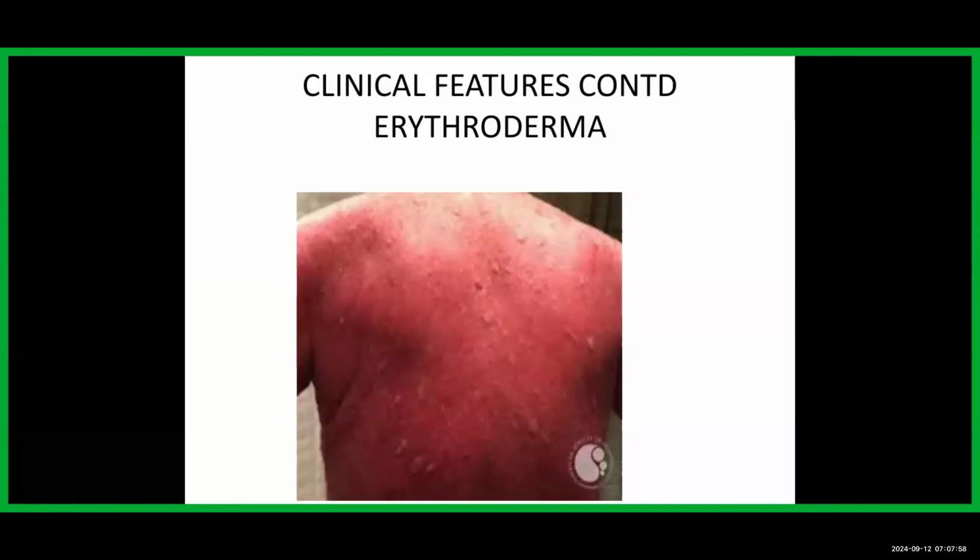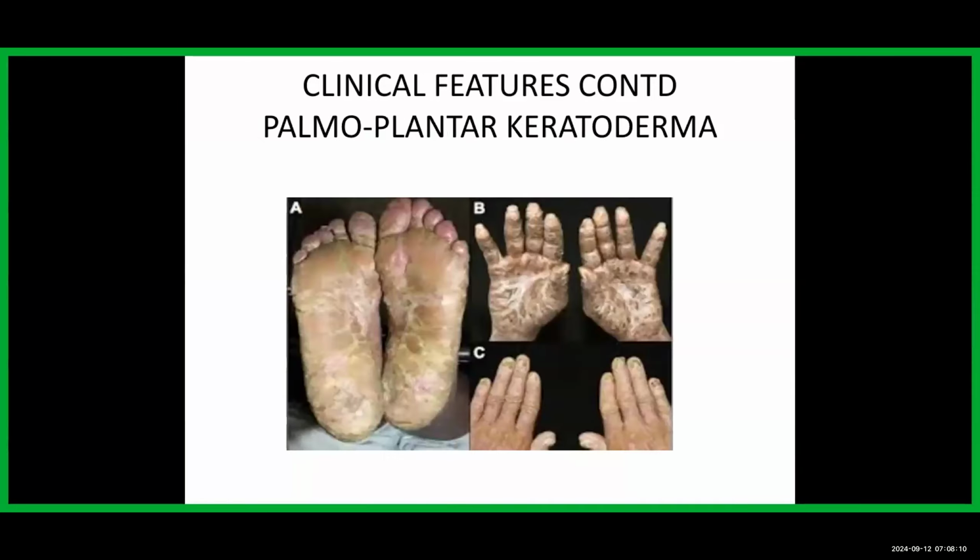So this is a photograph of a patient with erythroderma. You can see that it's almost up to 80% of the skin surface affected. Then this is palmoplantar keratoderma.